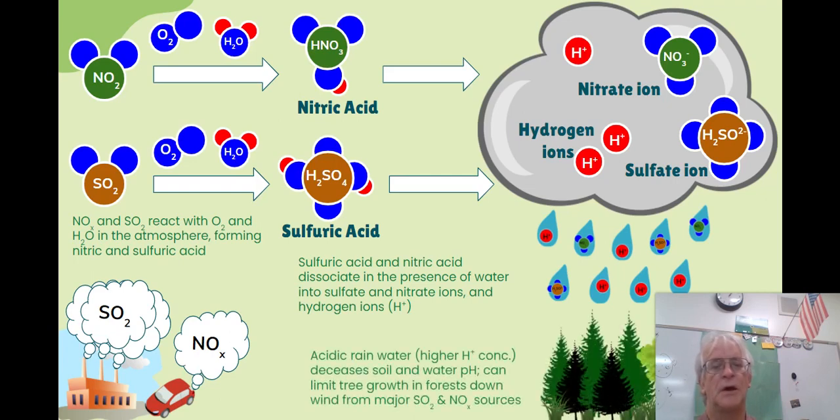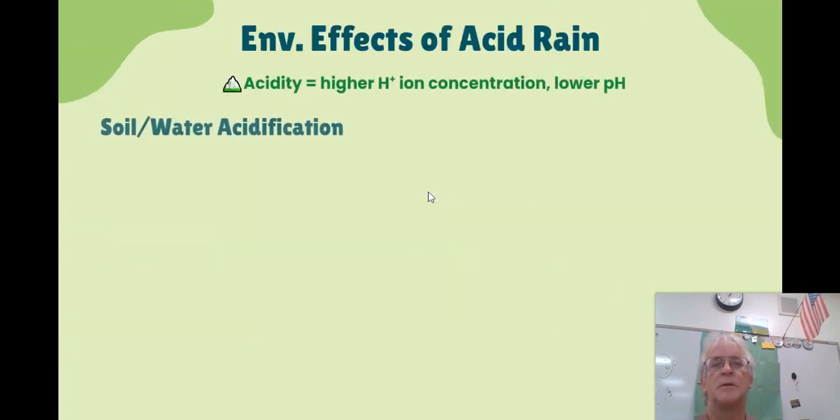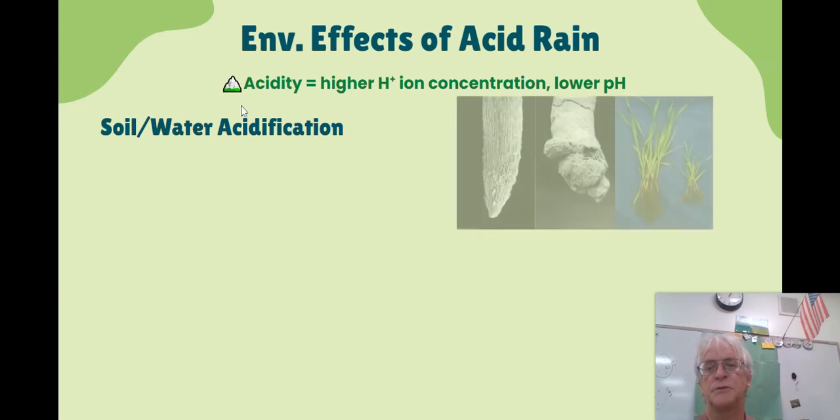Acid rain has a higher hydrogen concentration because it's acidic. It decreases the soil pH. It can limit tree growth in forests downwind from major SOx and NOx sources. In fact, it used to be that downwind, east of Germany, a lot of the forests there were devastated. Environmental effects: the more acidic, the lower the pH. It causes water acidification and soil acidification.